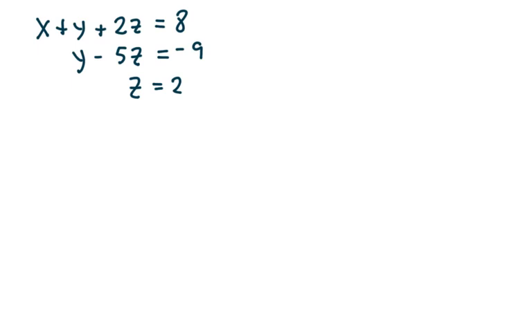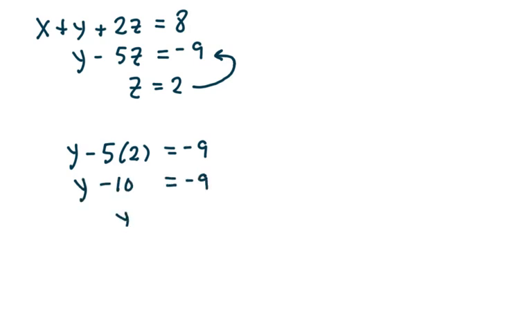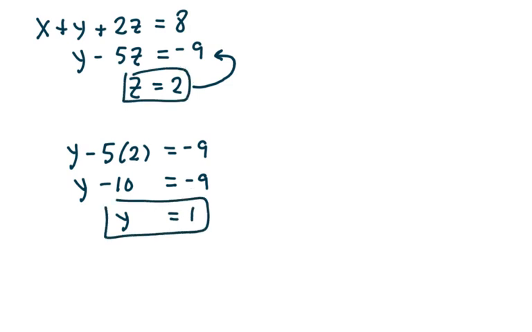So I'm going to take z equals 2 and plug it into this second equation and solve for y. So y minus 5 times 2 equals negative 9. So y minus 10 is negative 9. So y is 1. Okay, so we have z is 2 and y is 1.